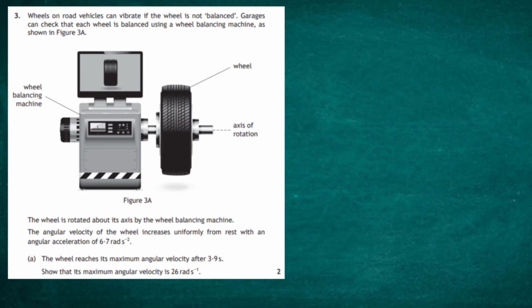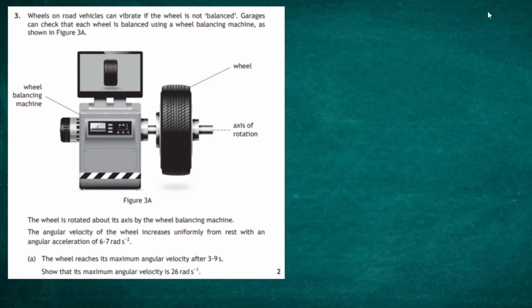You can see the wheel and you have the axis of rotation, so the wheel is going to rotate around that axis. Now the wheel is rotated about its axis by the wheel balancing machine, and the angular velocity of the wheel increases uniformly from rest with an angular acceleration of 6.7 radians per second squared. Now for 2 marks in part A, the wheel reaches its maximum angular velocity after 3.9 seconds. Show that its maximum angular velocity is 26 radians per second.